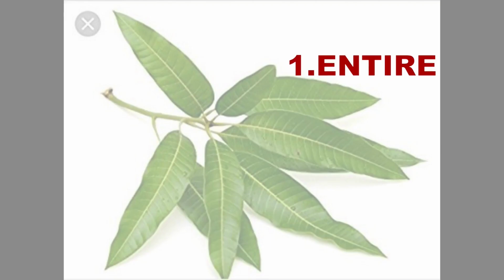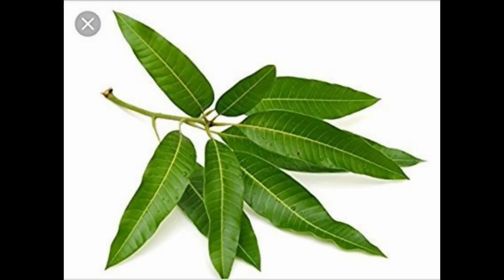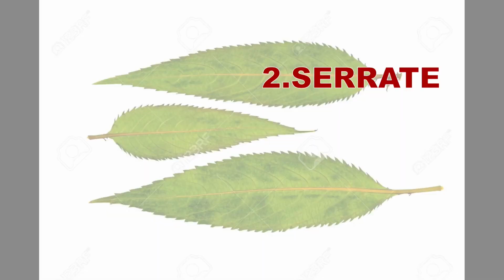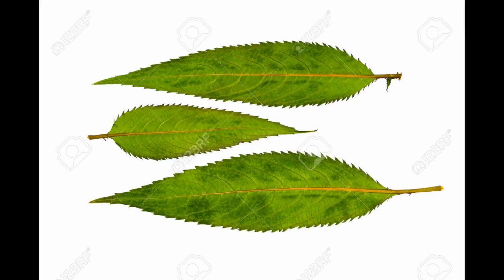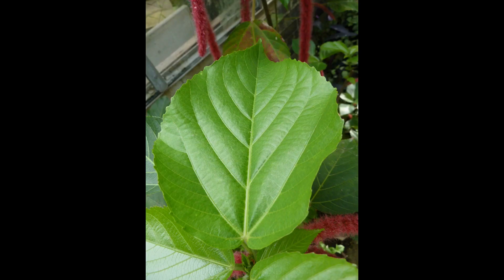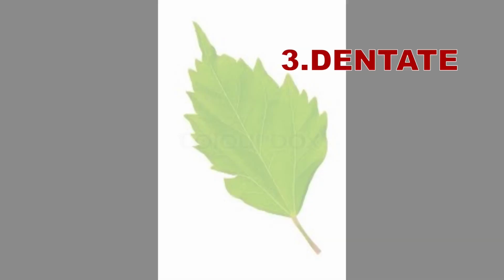Like shape and apex of the leaf, margin is also variously shaped. First one is entire. Entire margin means your margin is smooth. Example, mangifera. Second one is serrate. Margin is teethed. Each teeth directed towards upward, example balsam, acalypha. And the third one is dentate. This is somewhat similar to serrate type margin, but each teeth is triangular and pointing outwards, example hibiscus.